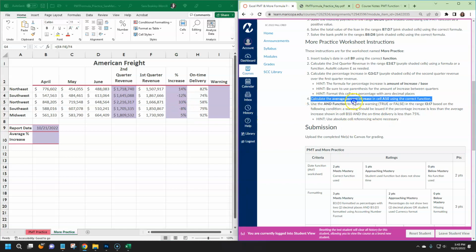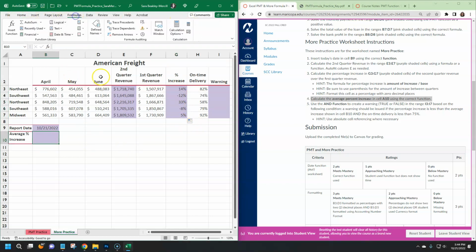All right, step 4, calculate the average percent increase in A10. So I want to know what the average of these numbers are right here. So I could type out 14, plus this plus this plus this plus this, divided by 1, 2, 3, 4, divided by 5, or remember, there's an average function. I'll go to the formula ribbon. It's under auto sum, and I can choose average. We learned that in the last assignment.